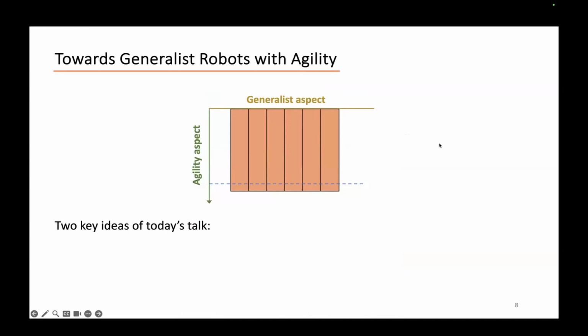Okay, so what's the solution, right? How to build a generalist robot with agility? Of course, it is a super challenging problem, right? Every roboticist's dream. I cannot tackle this question today, but I would like to share some recent thoughts with you around this question.